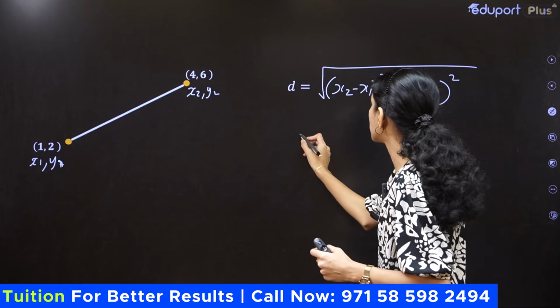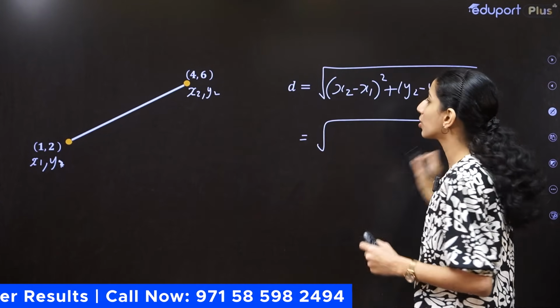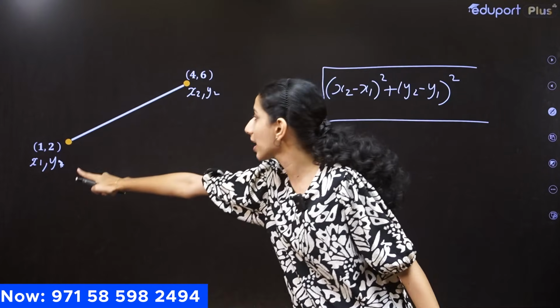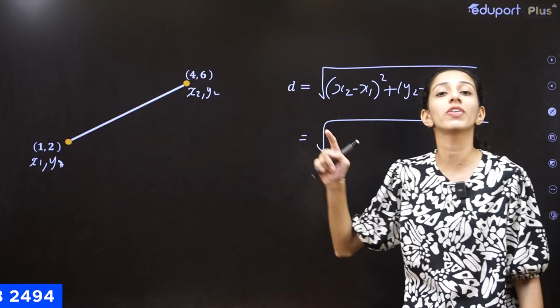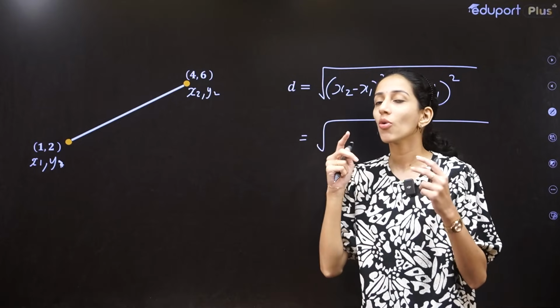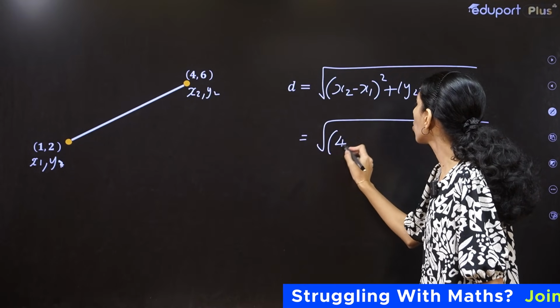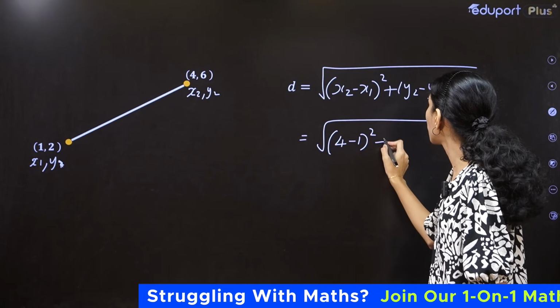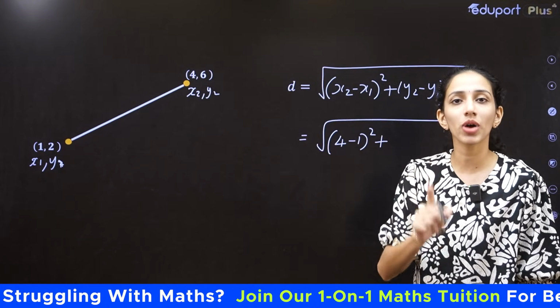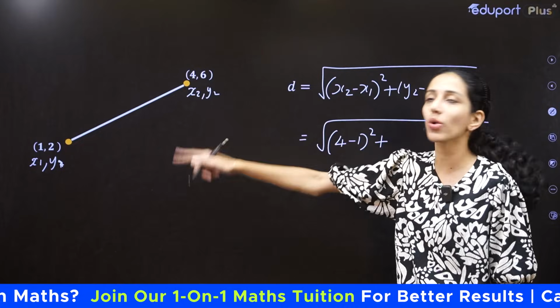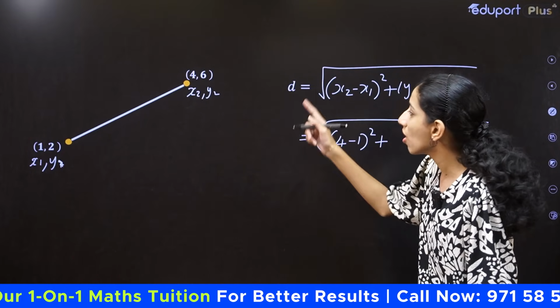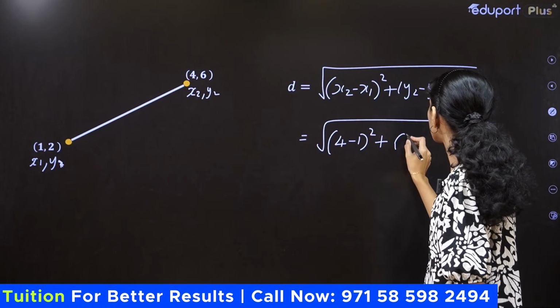Then what will be the answer? It is equal to root of (x2 minus x1). We have the value of x2 and the value of x1: 4 minus 1, all square, plus (y2 minus y1) all square. y2 and y1 are given, so what will be the value? 6 minus 2 all square.